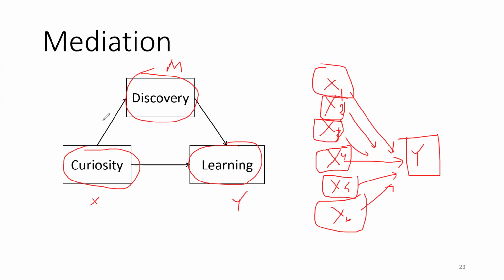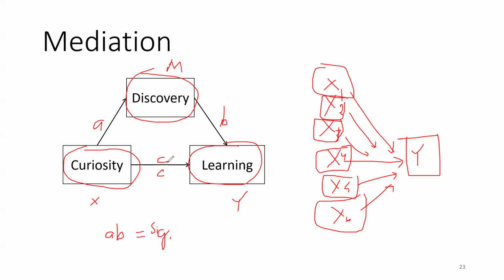And basically that's how it works. If I call this line A, this line B, and let's call this C, then mediation is nothing but the multiplication of the A and B lines, whatever values they have. If the multiplication becomes significant, then we have mediation. If it is not significant, we do not have mediation.